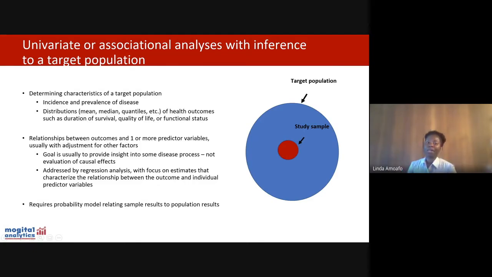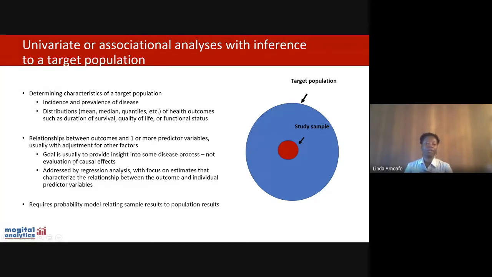Or you also want to look at some relationships between an outcome and one or more predictor variables, whilst adjusting for other factors. When I say adjusting for other factors, you are just adjusting for factors that you could get to adjust for. Because it's not a causal question, you get to go away scot-free for not adjusting for all the variables. You don't need to adjust for variables in order to show associational results, but you want to go above and beyond. So you want to adjust for those factors because you have them.